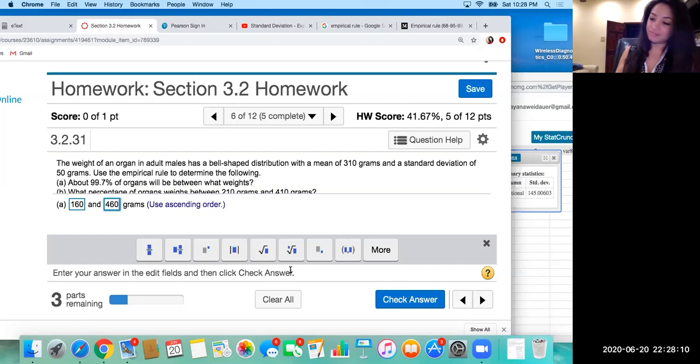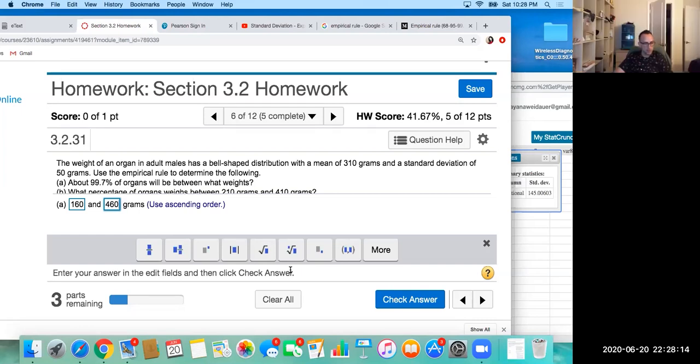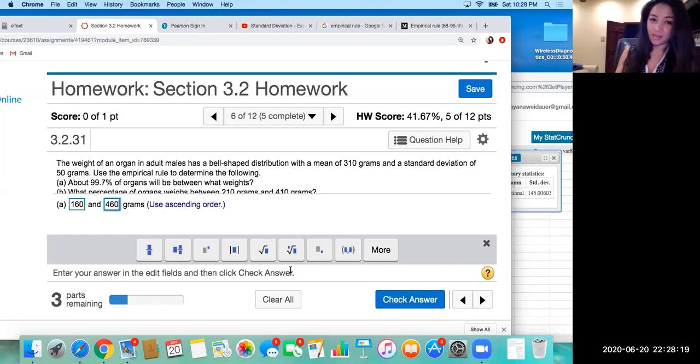I don't understand this. What part? Is it the terms that I'm using? What words that I say don't make sense? Okay, so we have the weight of an organ. So if I'm reading this, 310 grams and a standard deviation of 50 grams. So it's 50 my standard deviation. Okay. Use the empirical rule to determine the following. About 99.7% of organs will be between what weights?